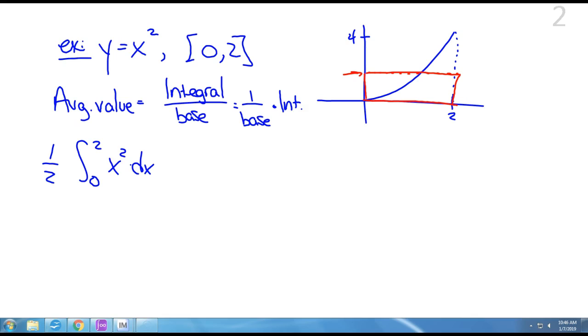Okay, so let's solve it then. So the 1/2 stays out here. Let's see if you guys want to solve the integral. So what's the integral of x squared? That's the derivative, 2x is the derivative. It's 1/3 x to the third. Add 1 to the power. Multiply by the reciprocal of the new power.